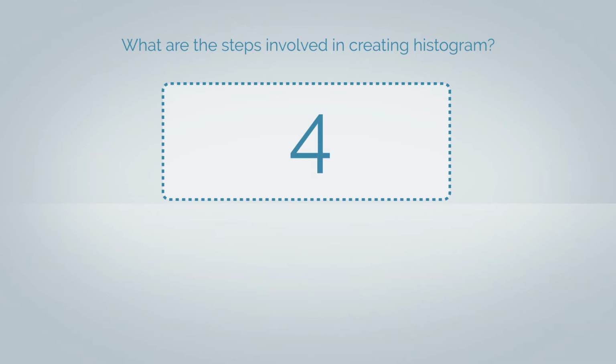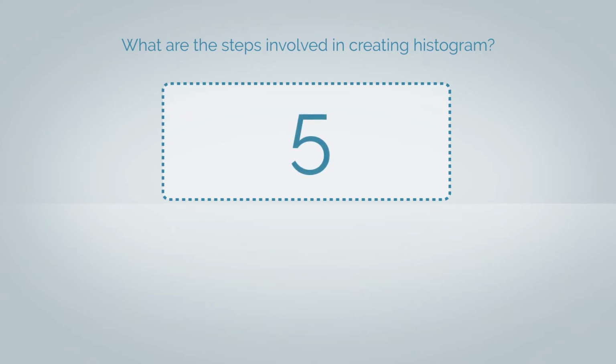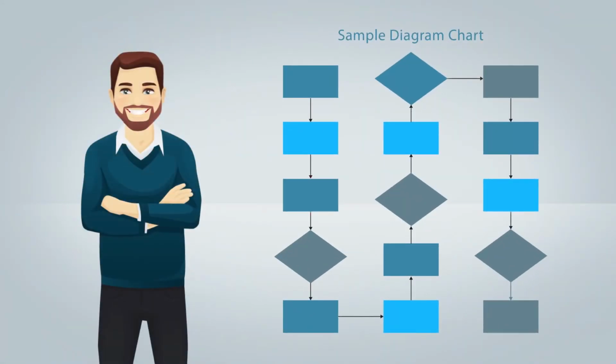Step 4. The fourth step is to choose some suitable interval length of uniform size. Step 5. The fifth step is to use a check sheet to count the number of observations corresponding to each interval. The number of observations for a particular interval is said to be the height of that interval, and displayed as vertical bars. A sample diagram is given here where the raw data is displayed in the form of a histogram.